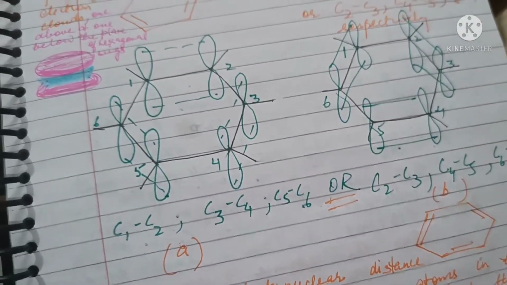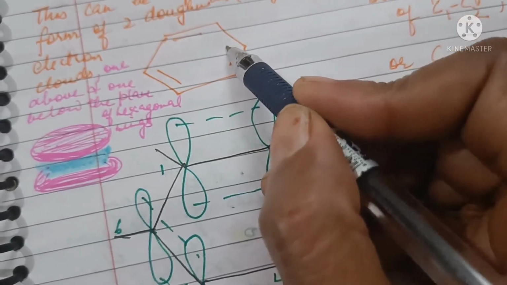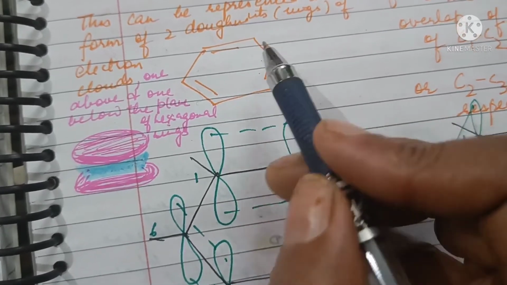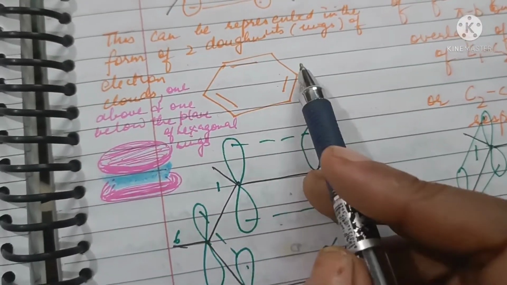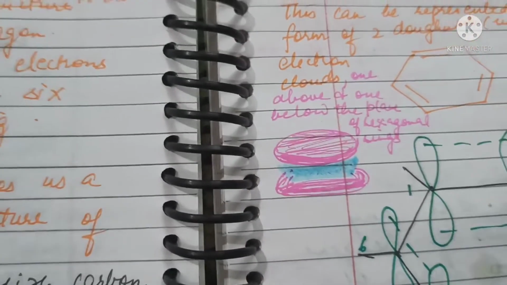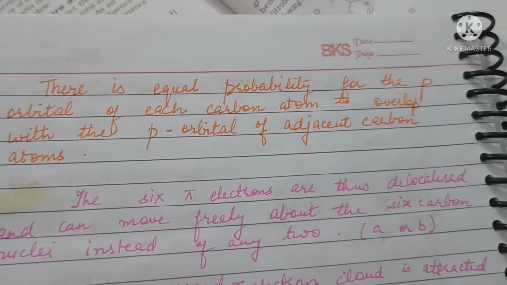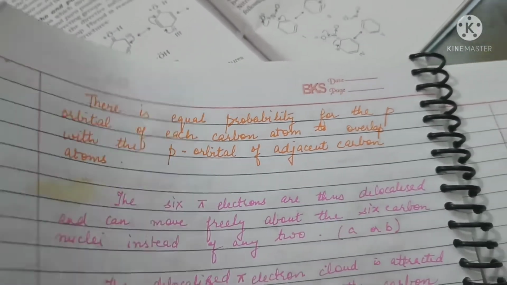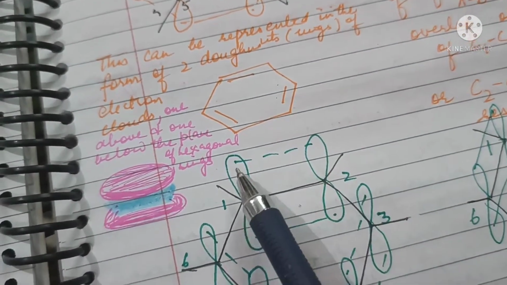So if the double bond structure was this one, then this single bond length should have come out to be greater than the double bond length. So these two bond lengths should be different. But X-ray diffraction studies show that these bond lengths are equal, and the internuclear distance is the same. So if the internuclear distance is the same, then there is equal probability for the p orbital of each carbon atom to overlap with the p orbital of the adjacent carbon atom. It can overlap with this carbon atom as well as with this.